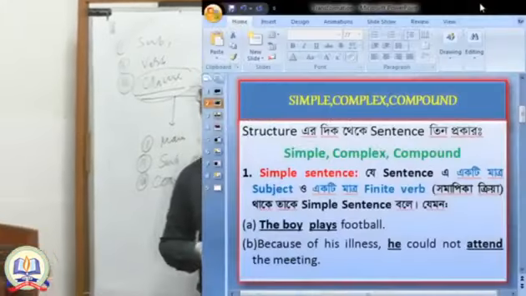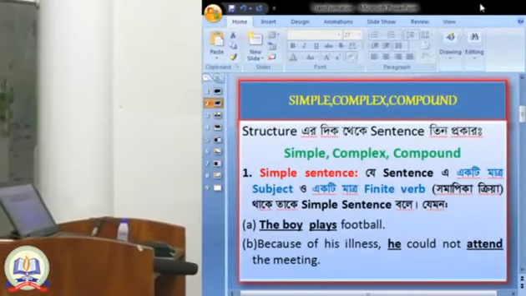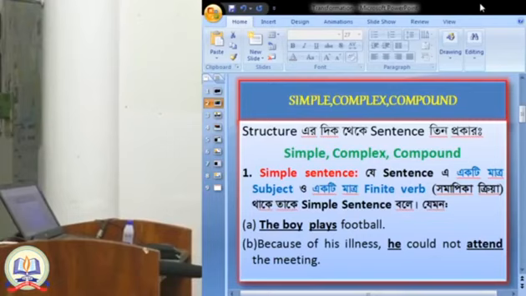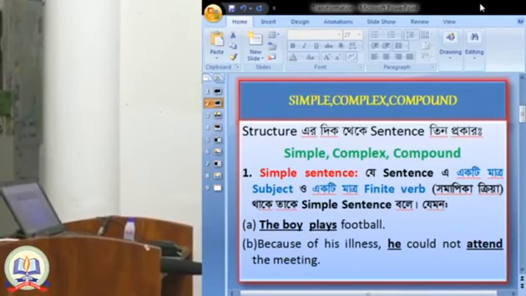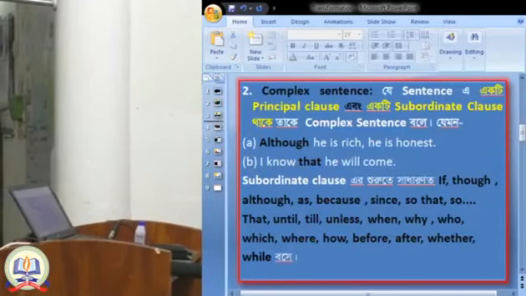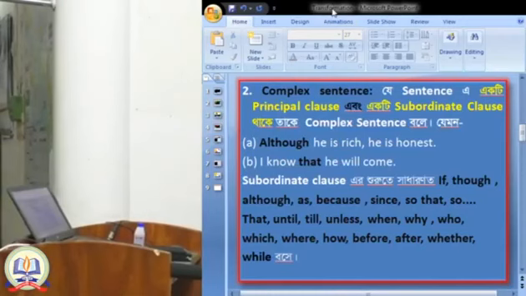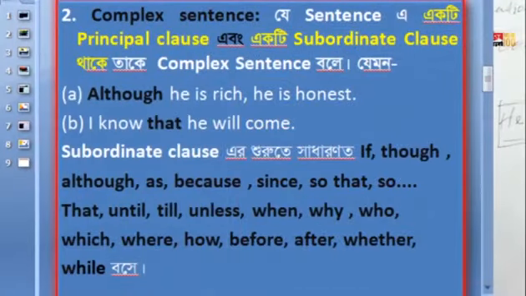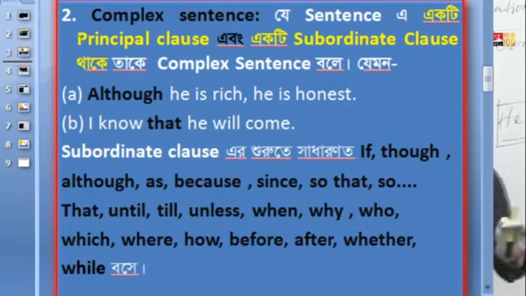And in the slide, you can notice the criteria of a simple sentence in this way, and the complex sentence. That means in this complex sentence, you are getting a principal clause and a subordinate clause. And I told you what the definition of a clause is, and how it will be confirmed that it is a clause or a phrase.